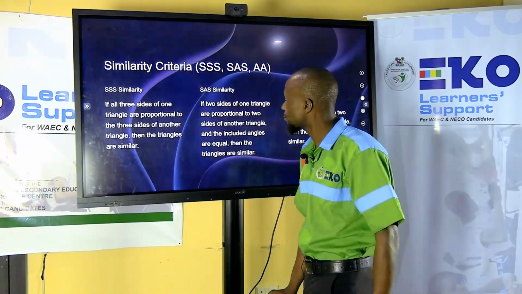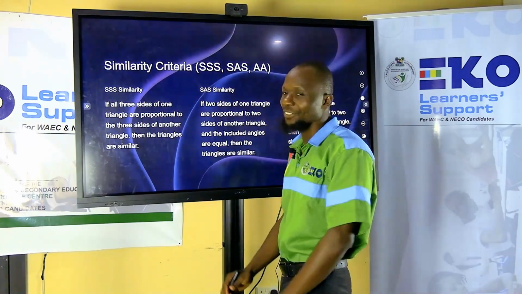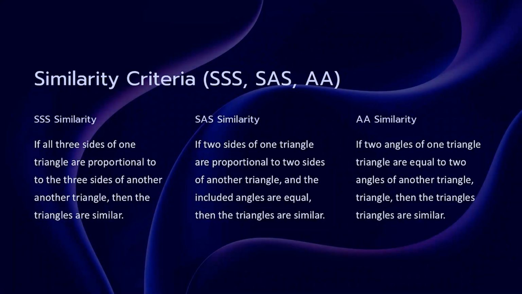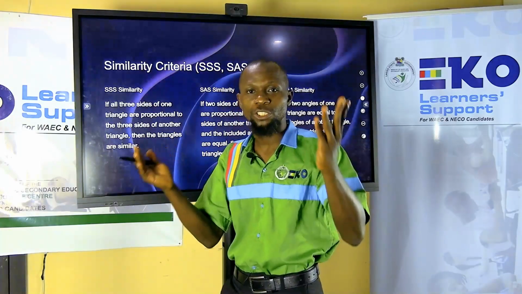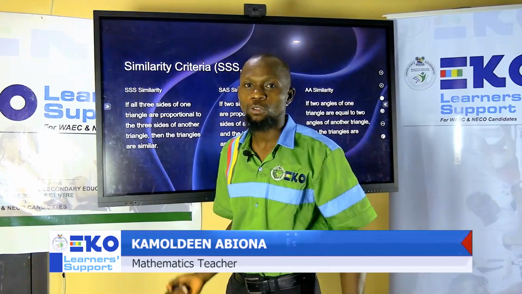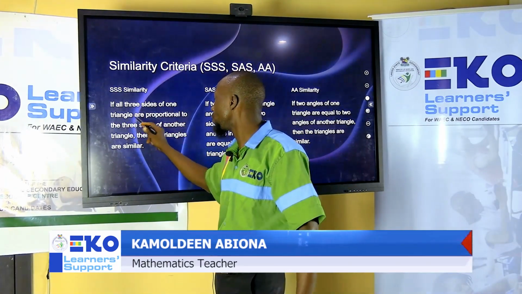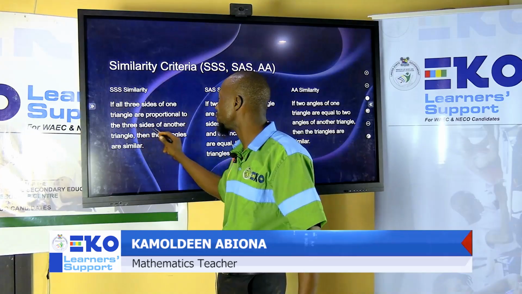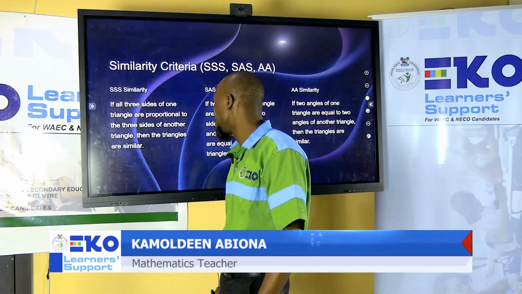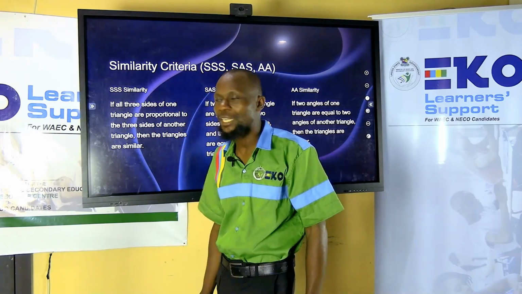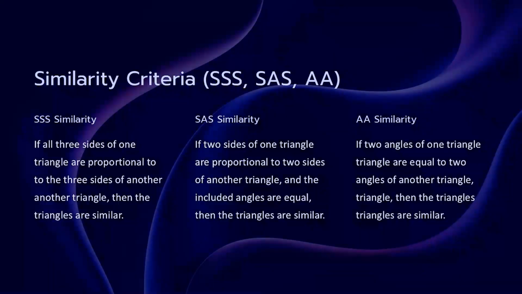So let's move on. Similarity criteria. So what are the criteria? How do we know they are similar? There are some criteria. Once you know the criteria, you can conclude that they are similar. Now, if all the three sides of one triangle are proportional to the three sides of another triangle, then the triangles are similar. And that is why we call it SSS.